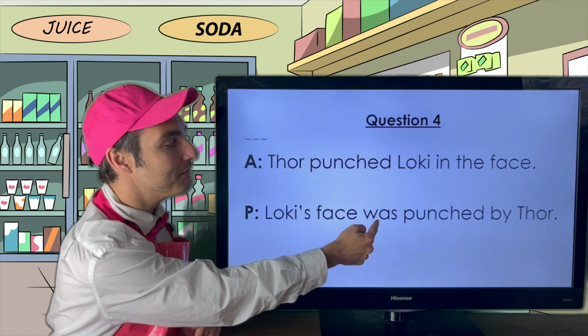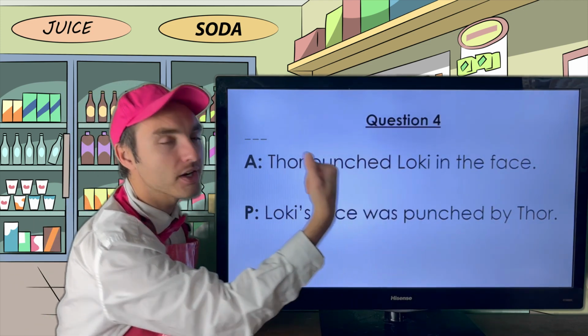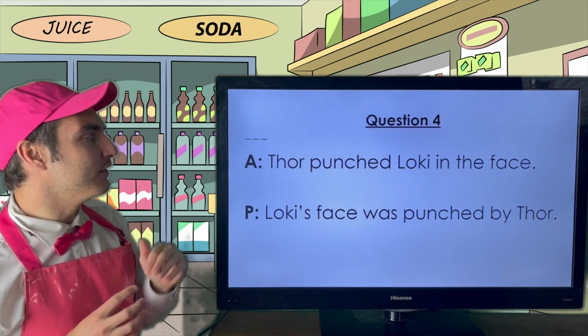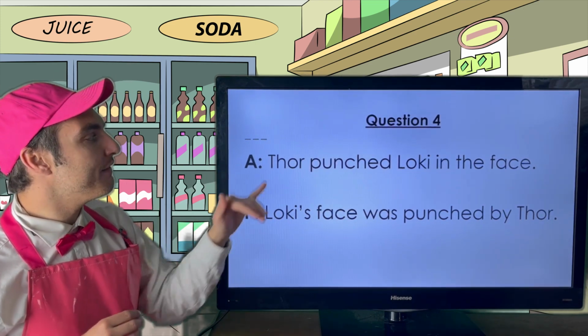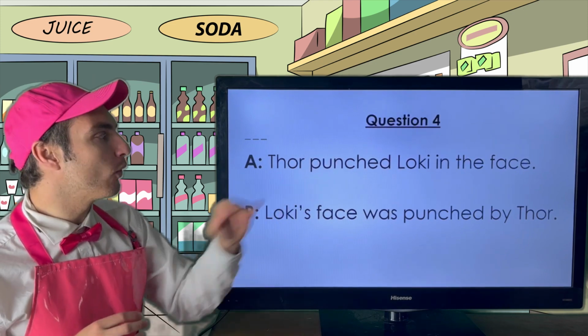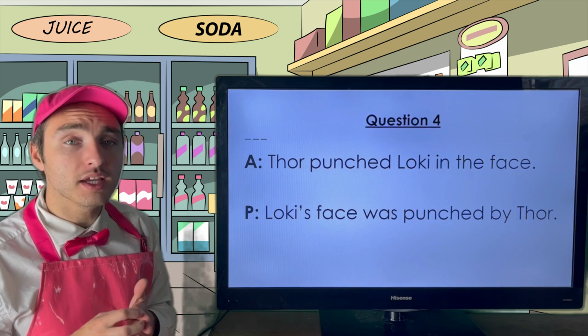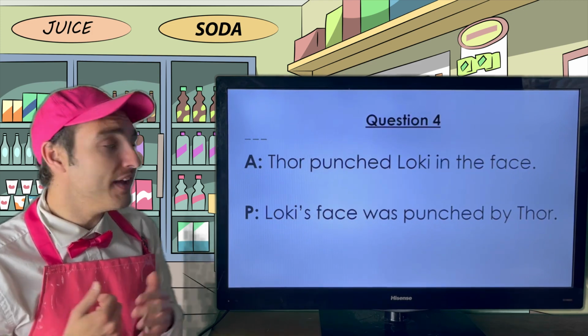Object, to be verb, main verb, and then our subject. Here, you can see in the active voice, Thor punched Loki in the face. Thor is the subject performing the main verb, punched, and then the object, Loki in the face, or Loki's face.